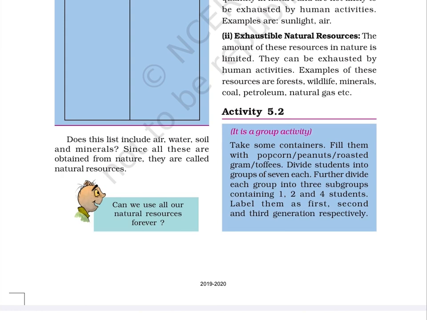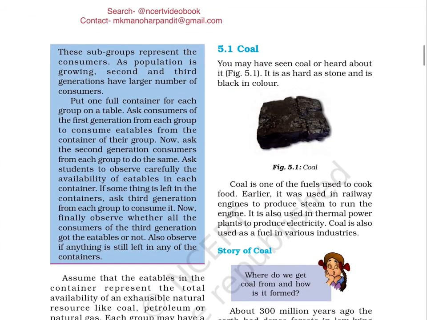Page 57. These subgroups represent the consumers. As population is growing, second and third generations have larger number of consumers. Put 1 full container for each group on a table. Ask consumers of the first generation from each group to consume eatables from the container of their group. Now, ask the second generation consumers from each group to do the same.